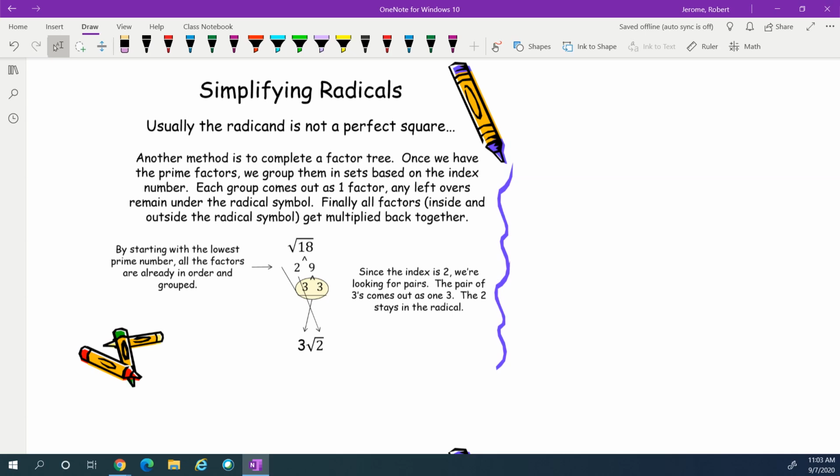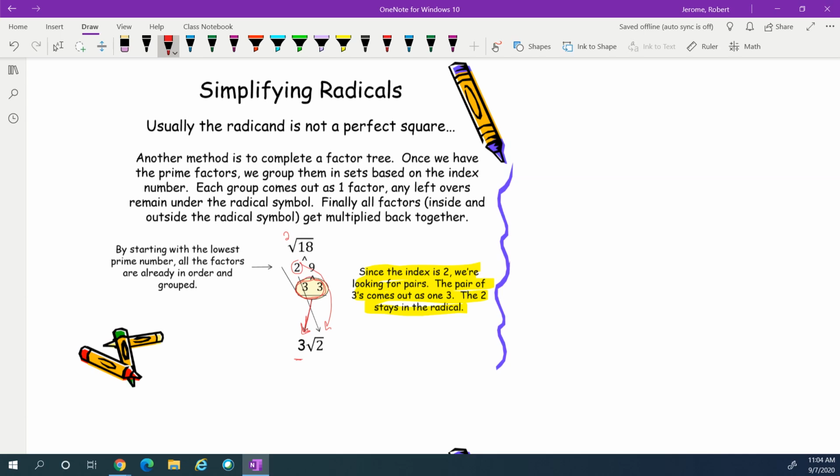And now, since the index was a 2, right? And I want you to look at this paragraph right here. Since the index was a 2, I'm looking for 2 of the same number, or pairs. Each pair will go as one number on the outside. So since we have a pair of 3s, I get a 3 on the outside. The 2 is going to stay underneath the radical symbol. And we get the same 3 square root 2 that we did a few minutes ago.